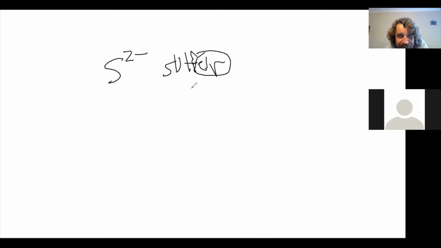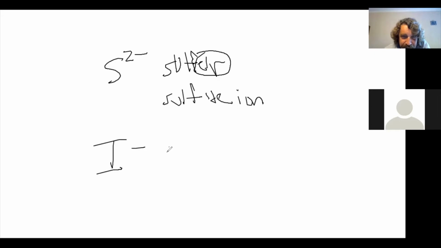Okay, and so you're going to be responsible for being able to go from name to formula or formula to name for any of the ions and any of the compounds that we're going to cover. So the next ion we have listed on here is S2 minus. First of all, S is going to refer to sulfur. And then we take the end of it and change it to IDE, and add ion. So this would be sulfide ion. The other one we have on here is I minus. So the element is going to be iodine. We take the last part and change that to iodide ion.